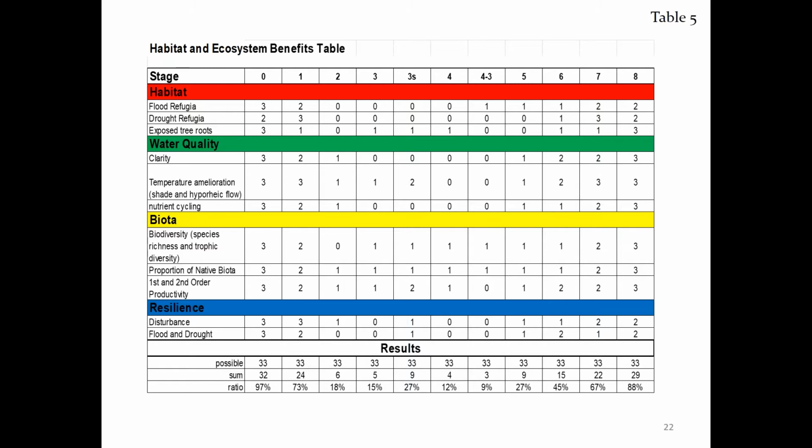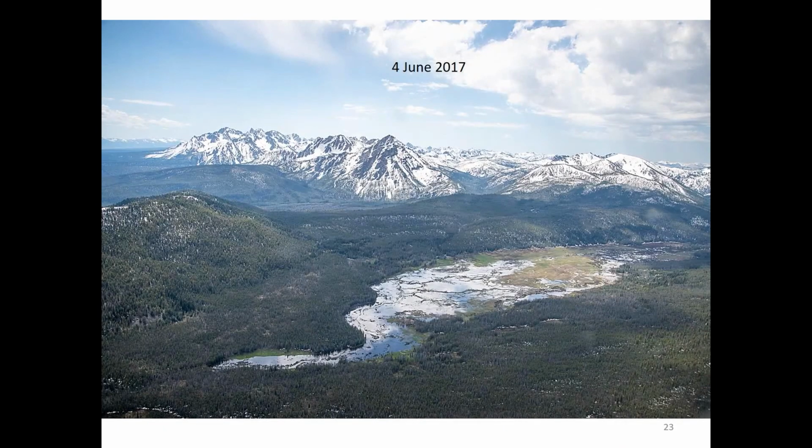And table 5, the habitat and ecosystem benefits table, has a number of attributes that are directly related to salmon habitat, salmon productivity. Flood refugia and drought refugia are important ones. First and second order productivity and resilience are kind of possible to see in photographs. So if we go back to Elk Meadow in Idaho, Stanley is just over on the left side of the image here, just out of view.